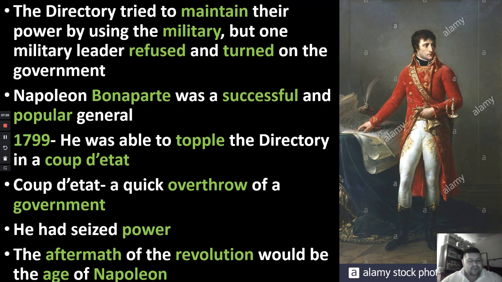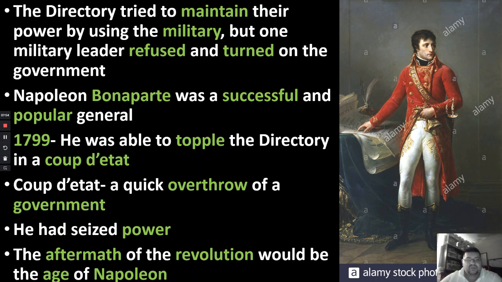Now, that's how you say that word, C-O-U-P, the D'-E-T-A-T, coup d'etat. It's French. And what does it mean? It means a quick overthrow of the government. So if you've been following the news, what happened in January 6th at the Capitol building, that was a coup. That's another word for it, coup. It was a coup d'etat.